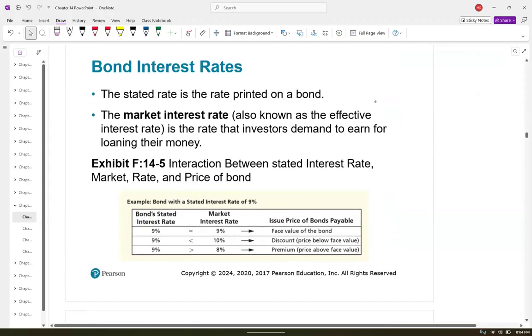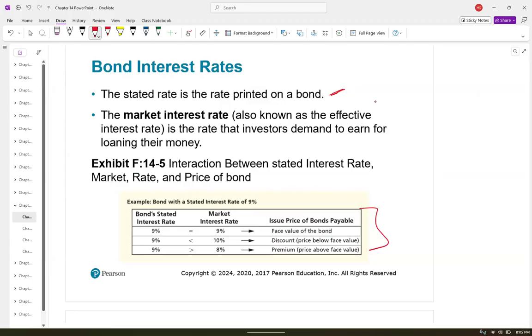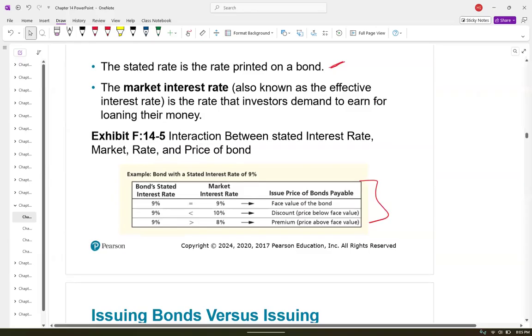I already talked a little bit about that when we were talking about discounts and premiums. There's the stated rate printed on the bond, and the market interest rate, which is what everybody else's bonds are paying. There is a bond market, just like there's a stock market. Bonds trade, and they have a market rate of interest.